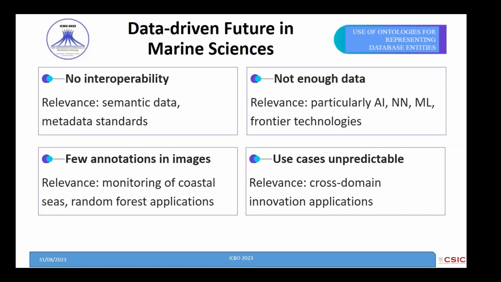The data-driven future in marine sciences is conditioned by the absence of interoperability. If every laboratory making these measurements composes their own text string, the richness of expression would be so great that semantic interoperability would be an impossible dream. The approach to this problem is to use a semantic model to break down the information content into discrete items, each of which is itself a controlled vocabulary. But as a constraint, there are not enough data.